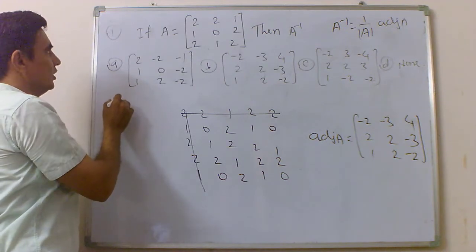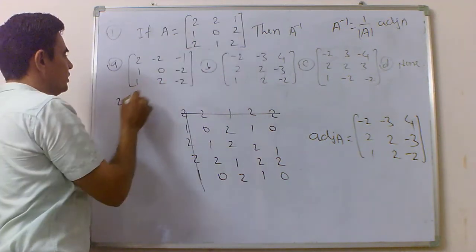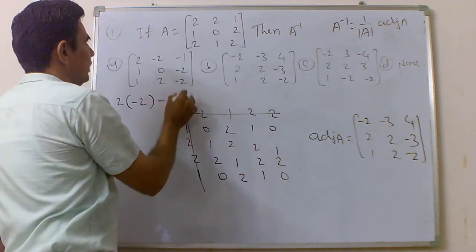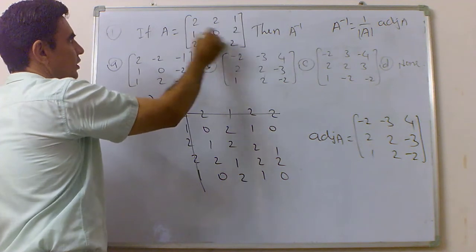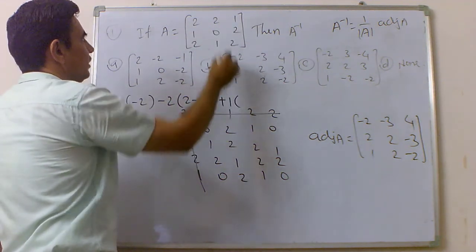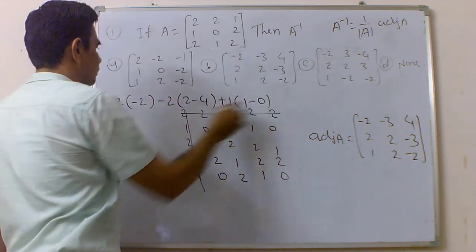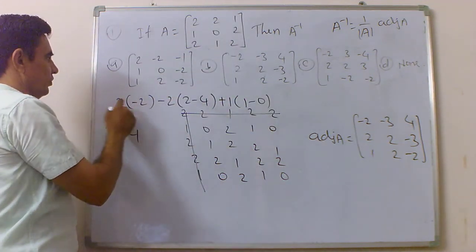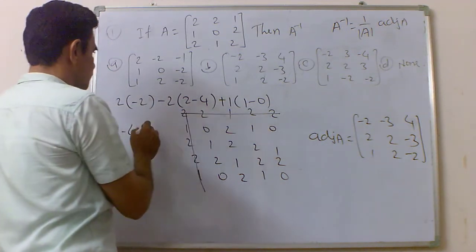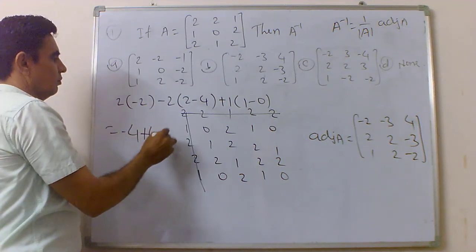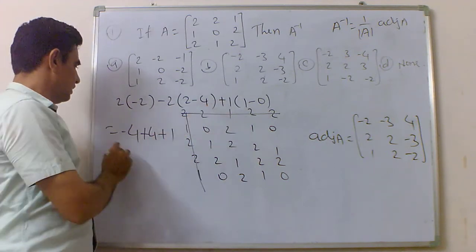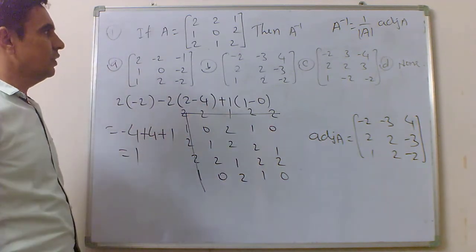The determinant of the matrix: 2 into 0 minus 2, that is minus 2, minus second element, minus 2 into 2 minus 4, plus third element 1 minus 0, that is equal to minus 4. So 2 into minus 2 is minus 4, minus 2 into minus 2 is plus 4, plus 1. Here minus 4 plus 4 plus 1 is equal to 1. See, the determinant value is 1.